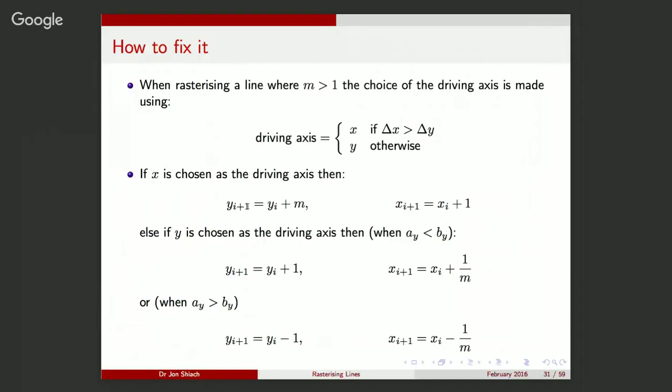So if X is the driving axis, we have the standard DDA: add M to Y, add 1 to X. If Y is chosen as the driving axis, and we're going uphill, so in other words, AY is less than BY, we add 1 to Y, because now Y is our driving axis, and we add 1 over M to X, because it's the reciprocal. Else, if we had a steep line but going downhill, we subtract 1 from Y because we're going downhill, and we subtract 1 over M from X. And that solves those 3 problems.